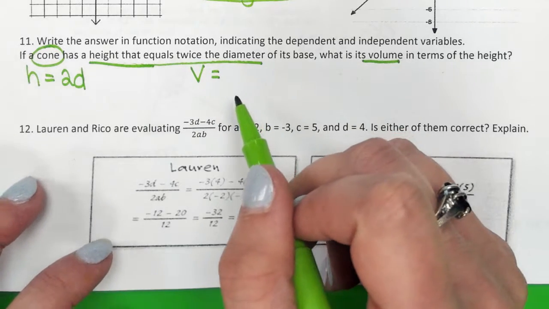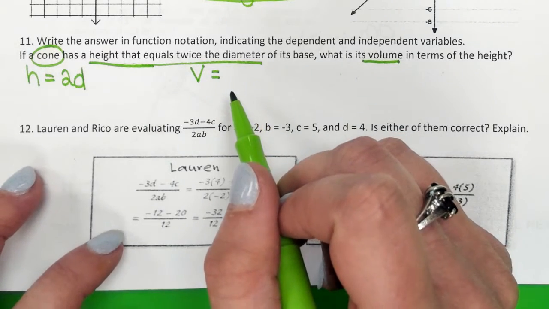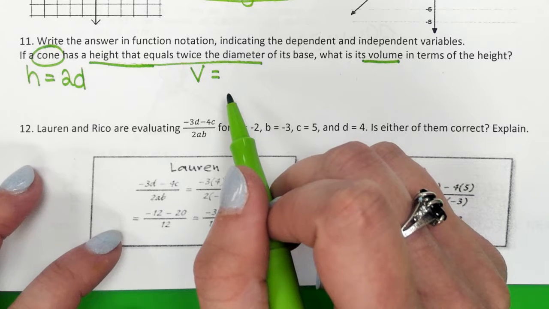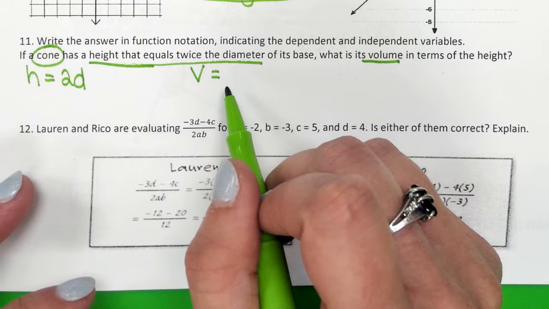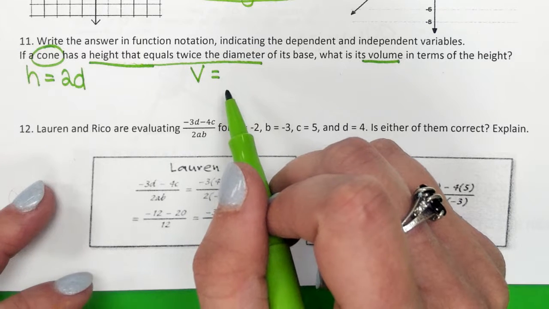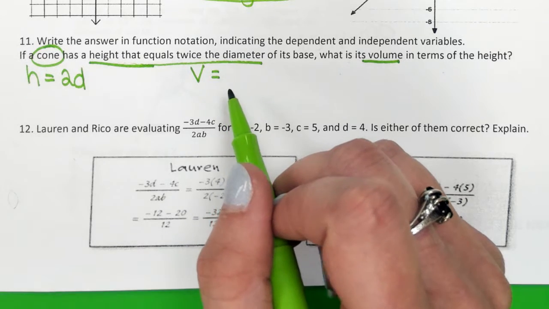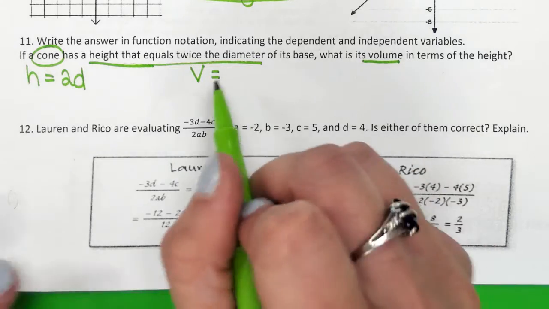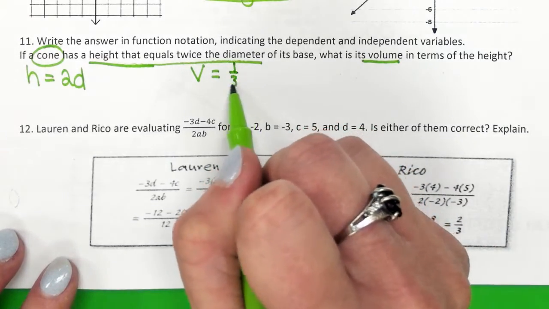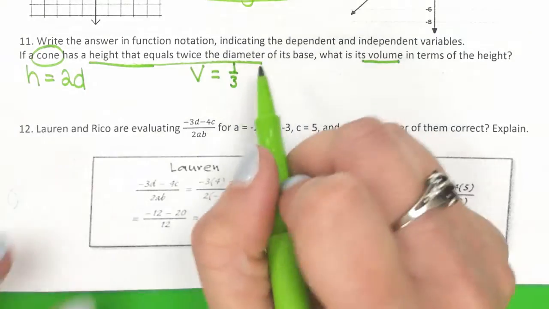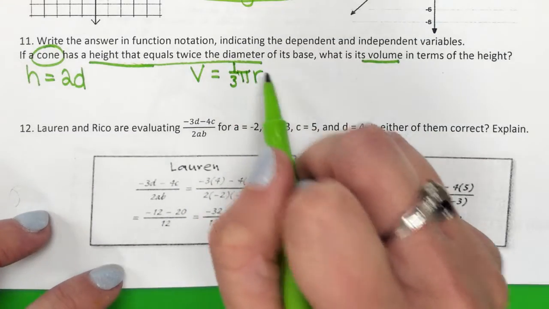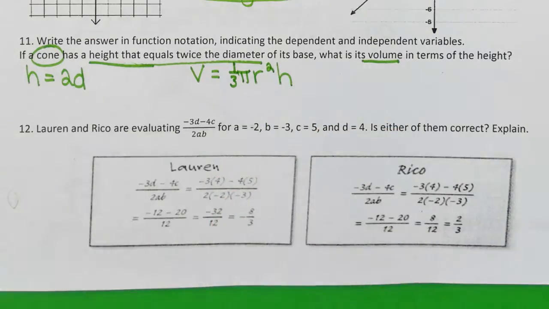It's got a height. It has height times, it has a circle. How much, Jesse? Say it. Come on. 1/3. Not 1/2. 1/3. There you go. So we got 1/3, and then you got pi, r squared, and then your height, right?